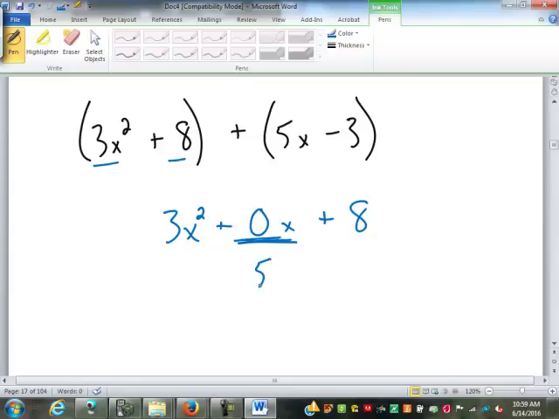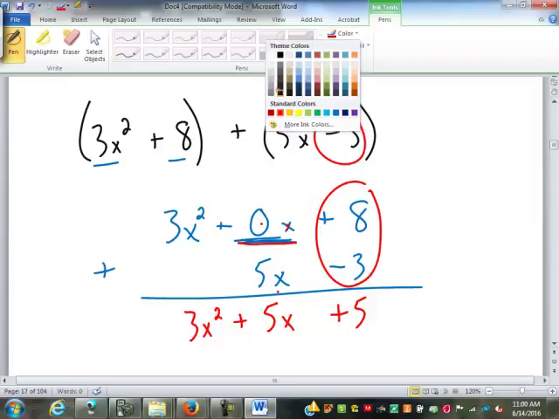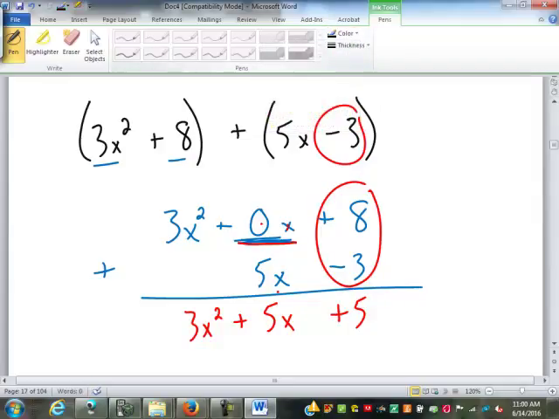Because now we're going to add 5x and negative 3. The negative 3 can only be combined with other ones, the 8 ones. 8 and negative 3 make positive 5. The x's can only be combined with other x's. That's why we had to have the 0x put in that first number. We had to account for that x place value. 0 plus 5 is 5x. Positive, so put plus in front of it. And then there is nothing to combine with the 3x squared. I show you that example because it's going to come up when we do subtraction.